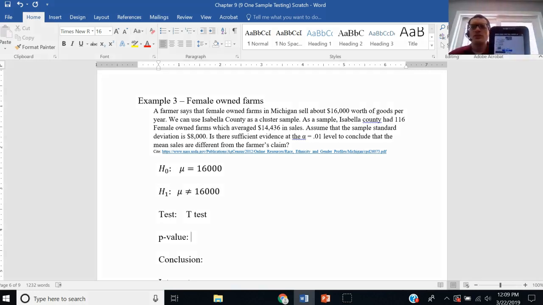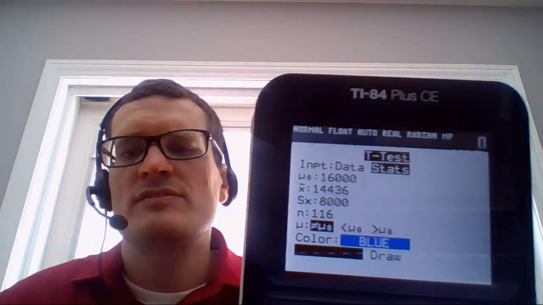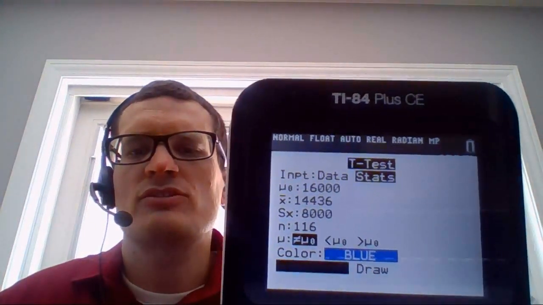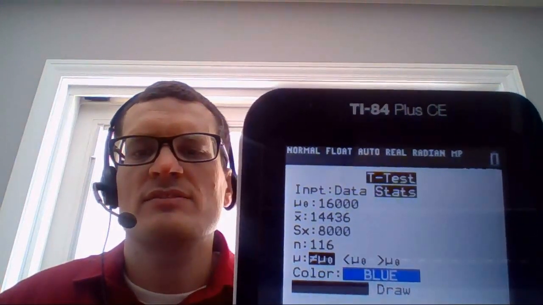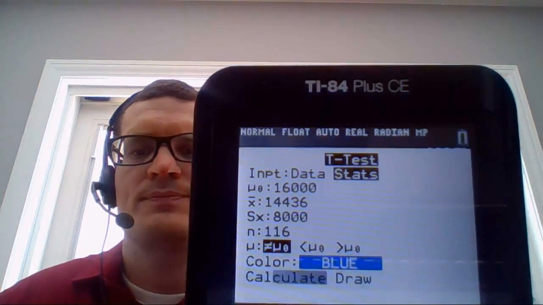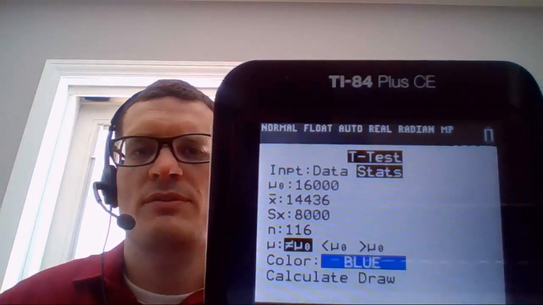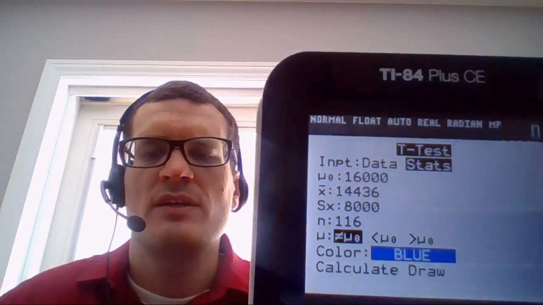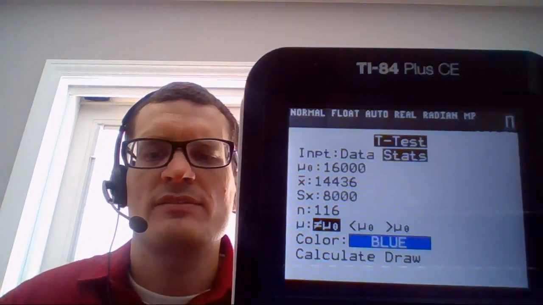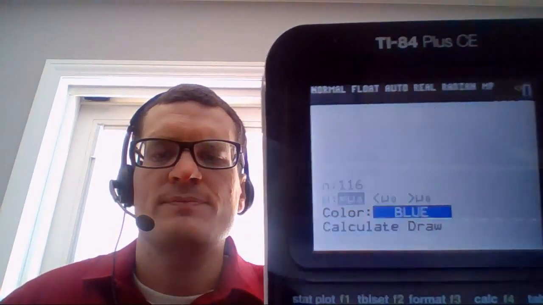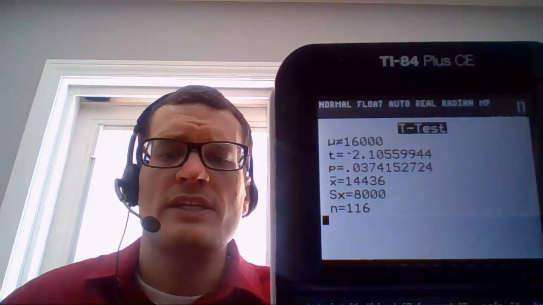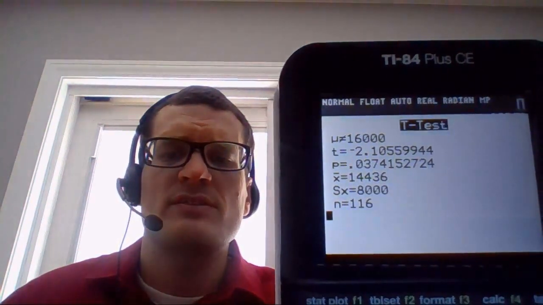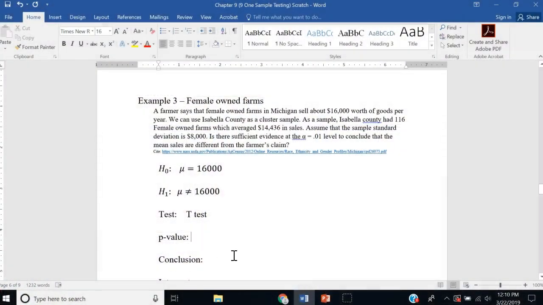So when you go ahead and do this, the display screen on your calculator should look like this, right? 16,000 for your mu sub 0, 14,436, 8,000, 116, not equals, and then we're going to calculate. Now, once you hit enter on your calculate, you get this. My p-value is 0.0374. So the p-value that we're going to use is 0.0374.